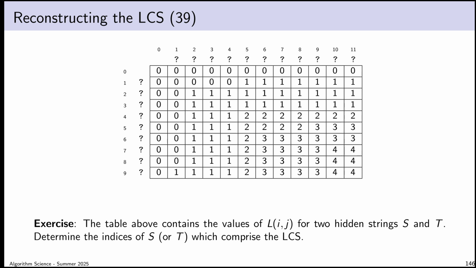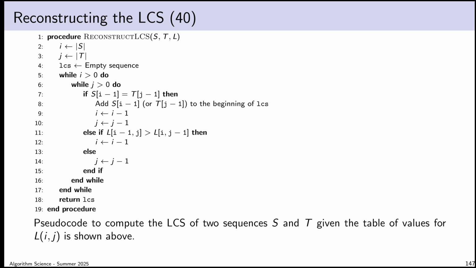And then there's this version, where this is the matrix corresponding to the values of L for two strings S and T. But I'm not going to tell you what's in either of them. You don't get the characters in either S or T. Now, of course, if you don't know the characters in S or T, you couldn't tell me the actual contents of the longest common subsequence. But you could tell me which indices of S comprise the longest common subsequence, or which indices of T. You have that information available to you, so see if you can figure that out. A very good idea to try this exercise out before the exam.